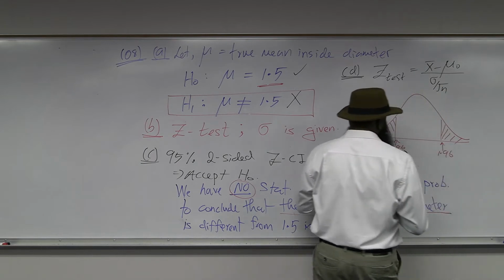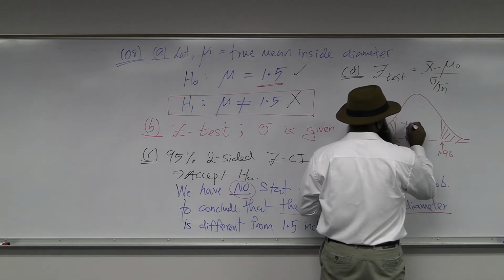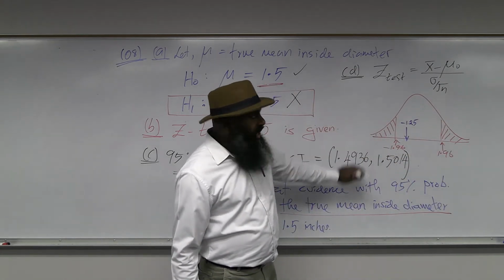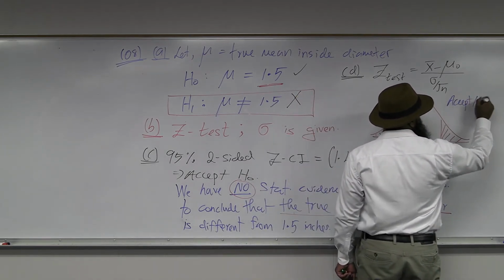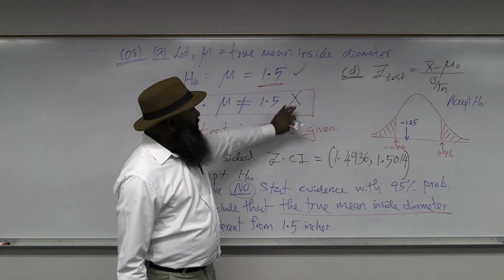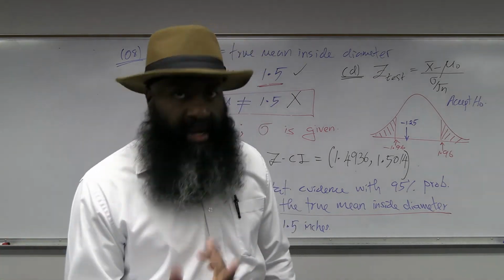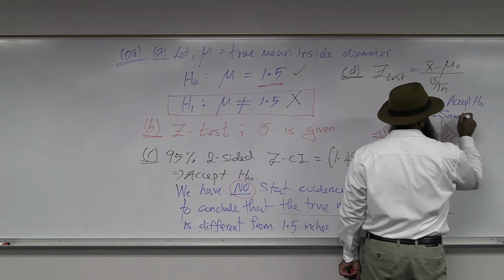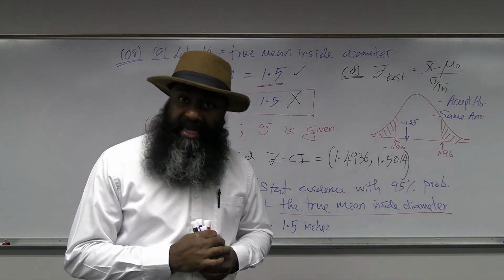So negative 1.25 is somewhere here. So it's not in the rejection region. Therefore, once again, we accept the null hypothesis, which means this is correct and we get the same conclusion. You don't have to interpret again. You can simply say you have the same answer or same interpretation. And then we can go for part E.